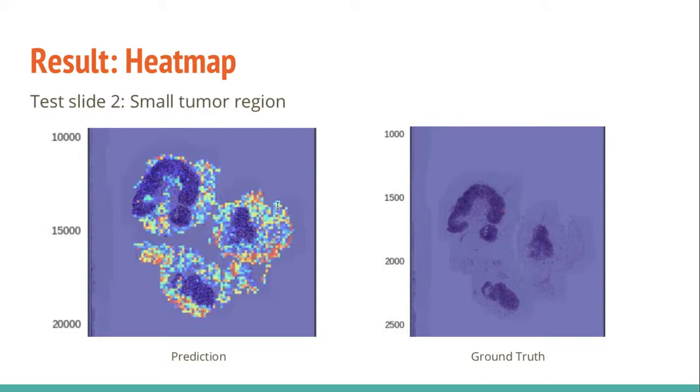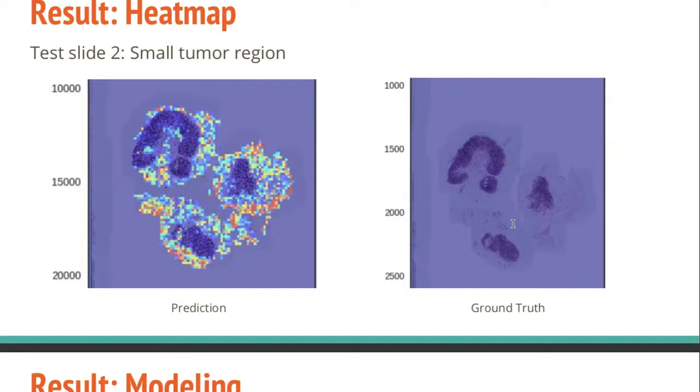Our prediction here is pretty bad, as we can see, because there's only a little red spot on the ground truth, which is the tumor region, but we are predicting tumor everywhere. I'm thinking it's probably because the tumor region is really small and the dataset is very, very imbalanced. Our model is not behaving as well as on the slide with a relatively large tumor region.